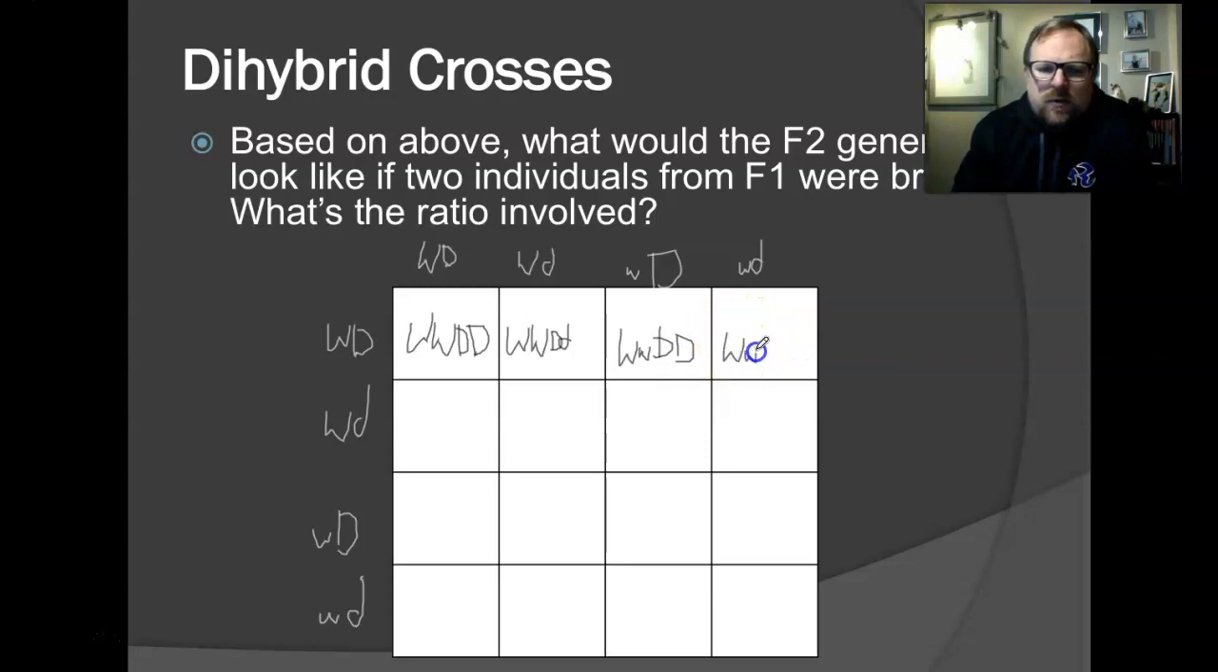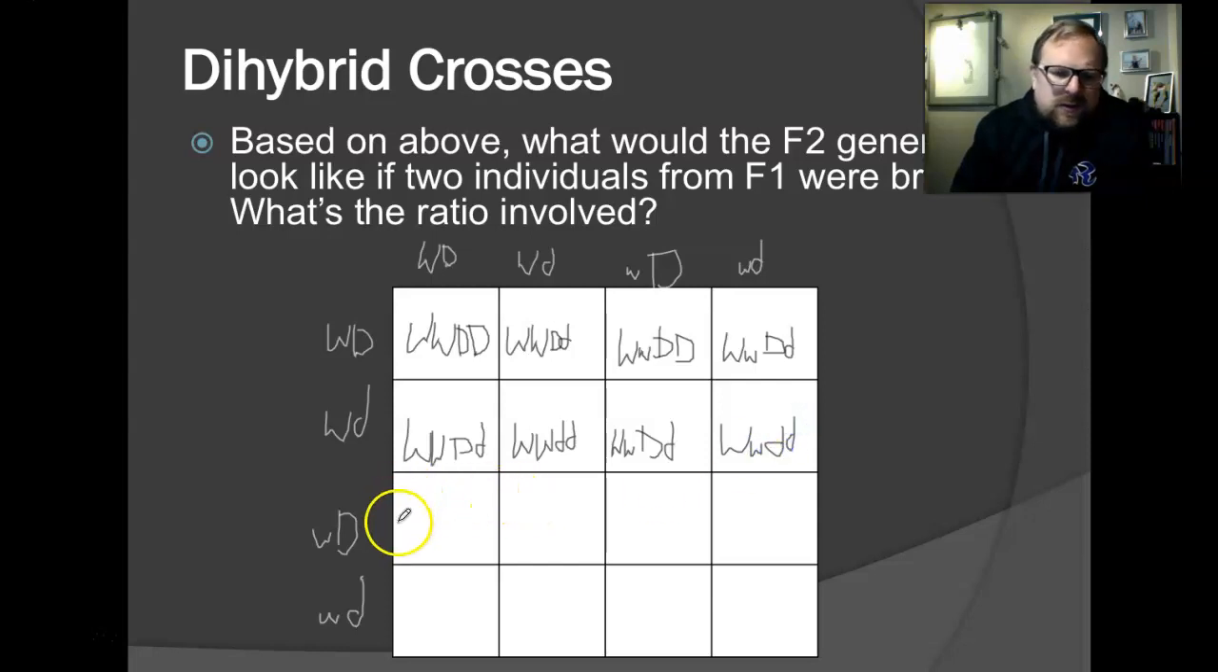Big W, little w, big D, little d. Okay, I hope that makes sense, and we're going to continue on doing that. So big W, big D, little d. Big W, little d, little d. Big W, little w, big D, little d. Big W, little d, little d. Okay, big W, little w, big D, big D.